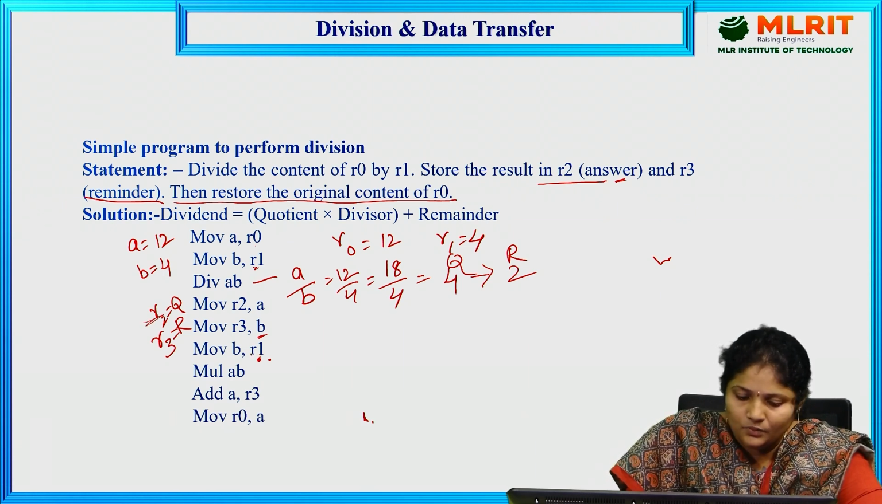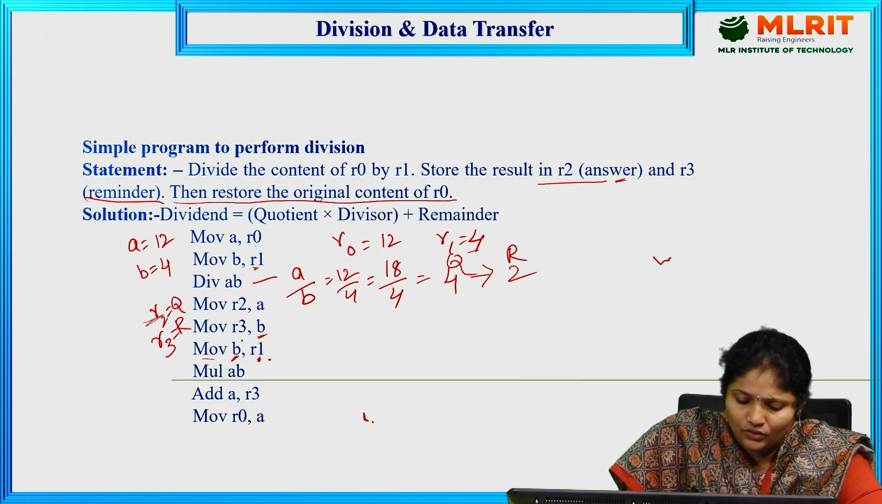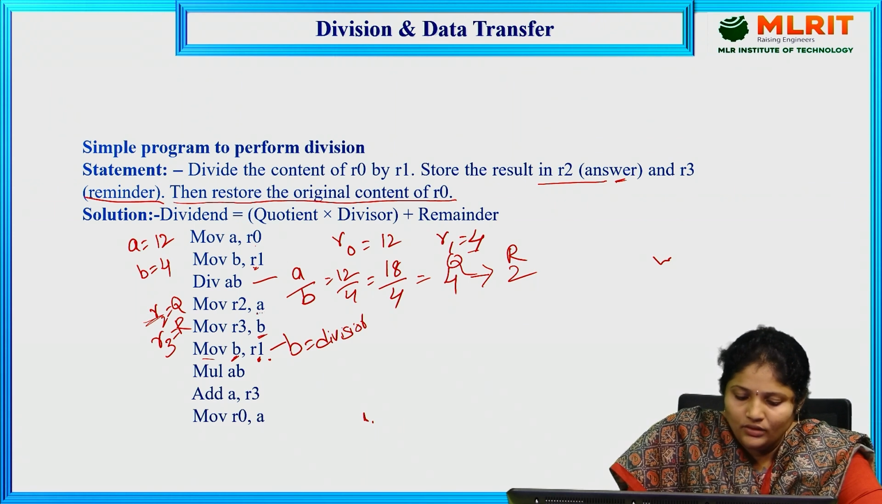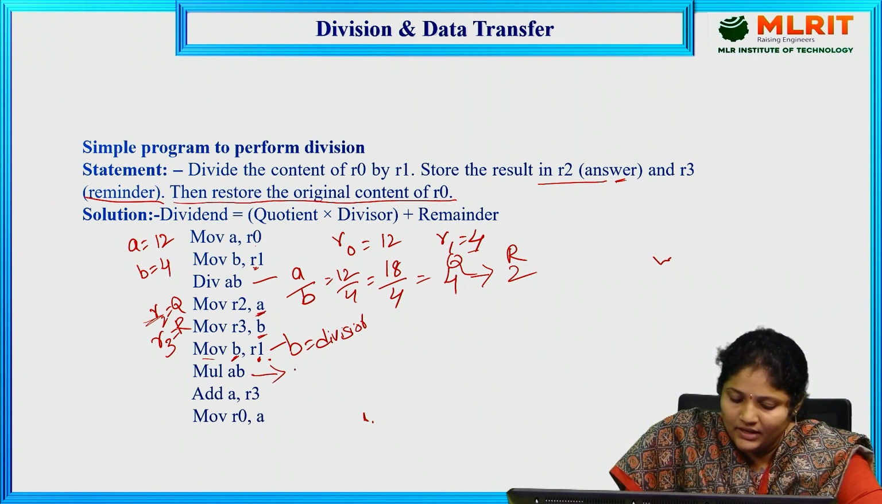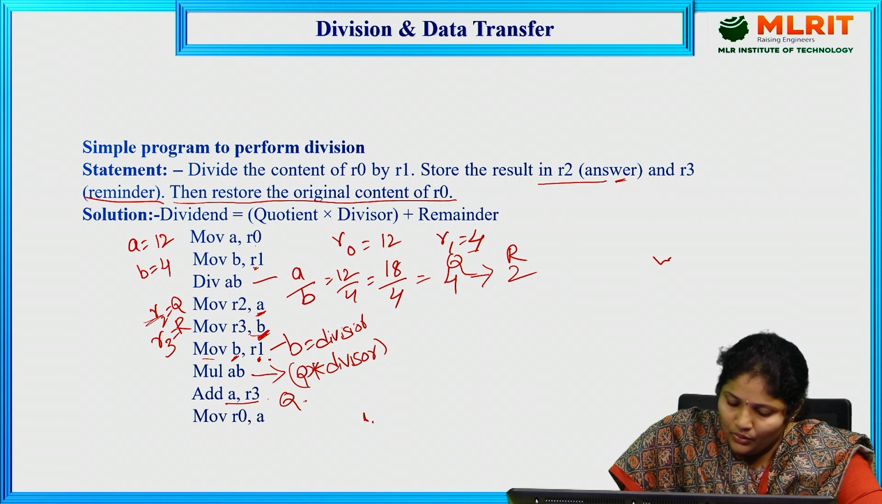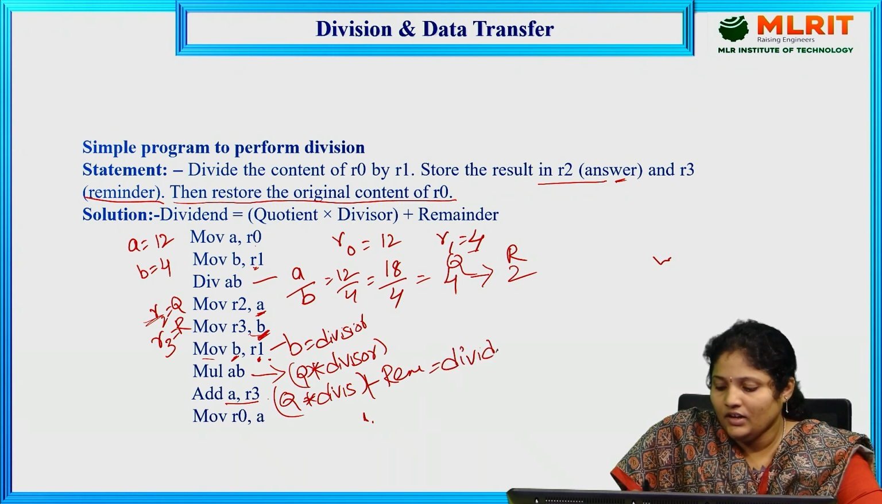So R1 is moved to B. So R1 is having the divisor. So here B is having the divisor. And actually we know that A is having the quotient, right? So multiplication. So coefficient into divisor is done over here. So we need to add the remainder over this. So just ADD A comma R3. So R3 is having the remainder, right? So coefficient into divisor plus remainder, which gives us the dividend.